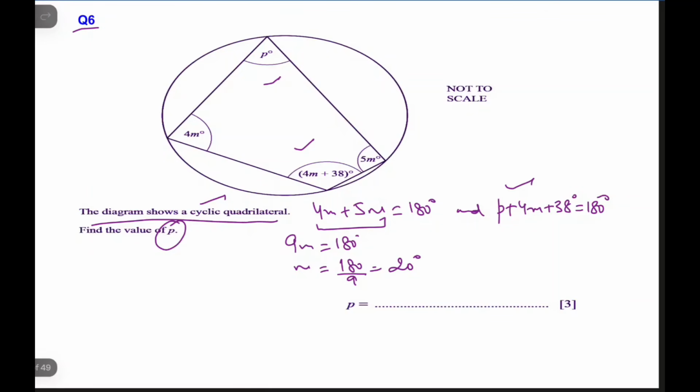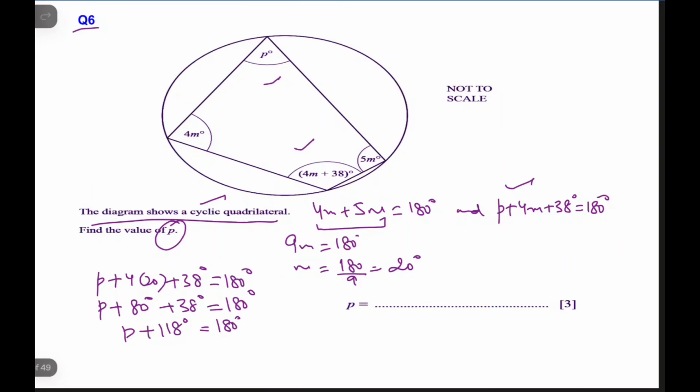Now from here p plus 4 times 20 plus 38 degrees will be equal to 180 degrees. So p plus 80 degrees plus 38 degrees is equal to 180 degrees. So p plus 118 degrees will be 180 degrees. So the p value will be 180 degrees minus 118 degrees, that is 62 degrees. So 62 degrees will be our answer.